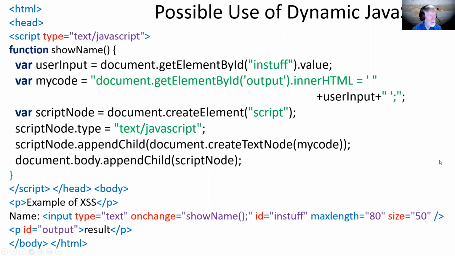Here's another possible website. It's very similar, but I've changed it slightly. Now, when you get the user input, I don't assume that it's some sort of JavaScript that I'm going to execute. I'm just going to put that string in my JavaScript. I'm going to quote it so it won't be executed. So let's try running this one.